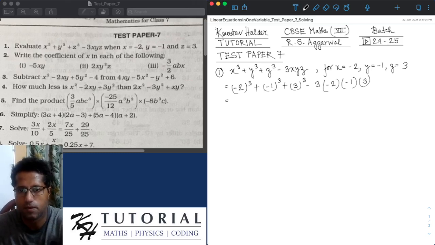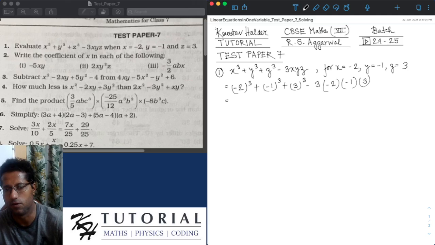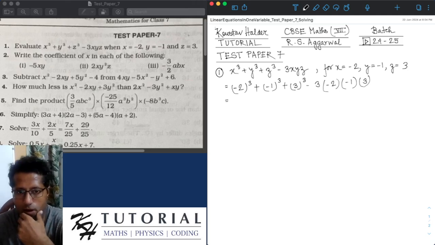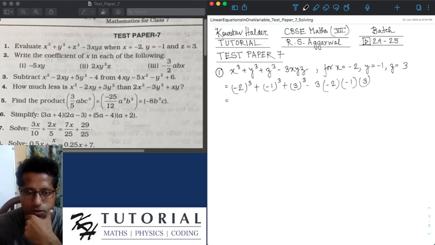Minus 2 cube, this is a concept of exponents. I hope you have studied and completed the chapter on exponents. I have already covered that chapter thoroughly. You can also watch my videos in the same playlist on exponents. You will get a good idea and foundation.